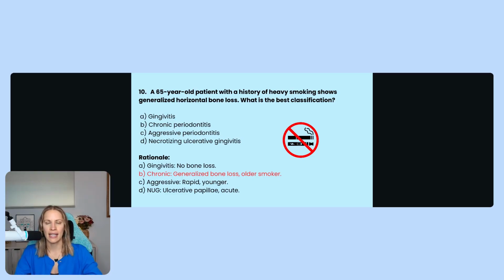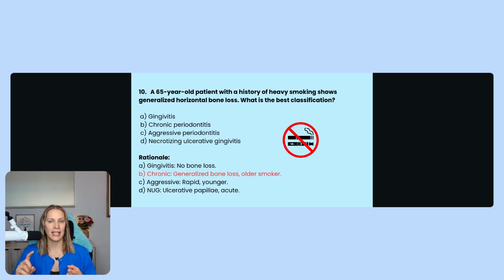So why is this? A history of heavy smoking shows generalized bone loss. Generalized bone loss is going to be perio. As soon as you see bone loss, that's perio. As soon as there's a 4 millimeter pocket, that's perio. So we already know it can't be gingivitis. Now, what about aggressive perio? Well, that's not wrong.